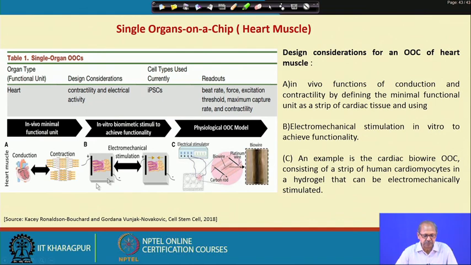So, that is mimicked by using these electrodes by depolarization and polarization, which will induce the stretch fibers, ultimately generating force in the media. So, this is a bio-wire, where the cardiomyocytes are embedded in a hydrogel wire format and connected with electrical force, by which contraction will occur in the cardiomyocytes and generate force, and that could be monitored. So, this is an example of a heart muscle organ on chip.